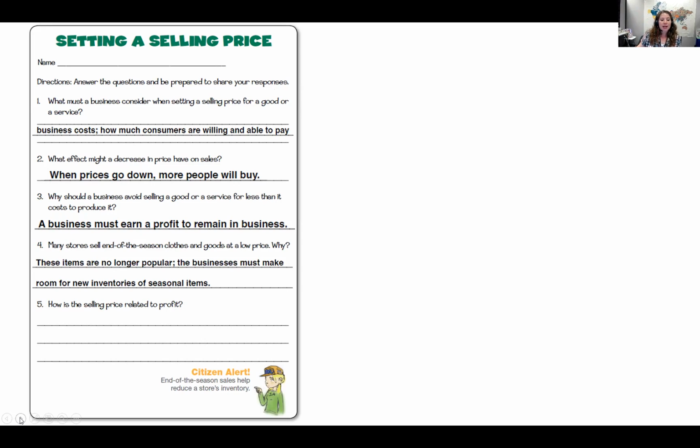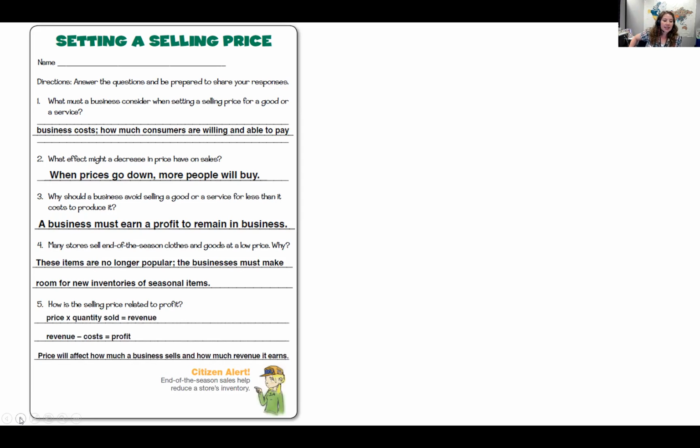How is the selling price related to the profit? What do you guys think? You're going to multiply the price times however many you sold. That's going to equal your revenue. You take the revenue, you subtract away from it the cost of making that product, and that becomes your profit. So price will affect how much a business sells and how much revenue it earns.